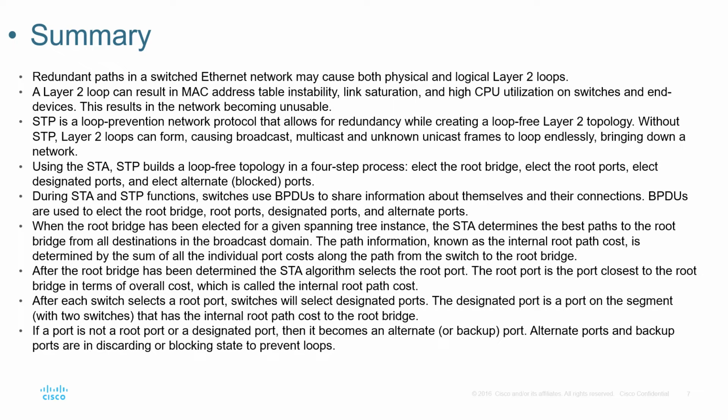After the root bridge has been determined, the STA algorithm selects the root port. The root port is the port closest to the root bridge in terms of overall cost, which is called the internal root path cost. After each switch selects a root port, switches will select designated ports, and a designated port is a port on the segment that has the internal root path cost to the root bridge. If a port is not a root port or a designated port, then it becomes an alternate port. Alternate ports and backup ports are in discarding or blocking state to prevent loops.